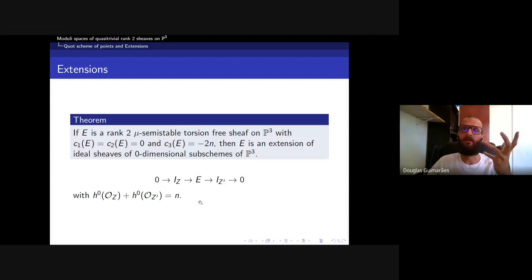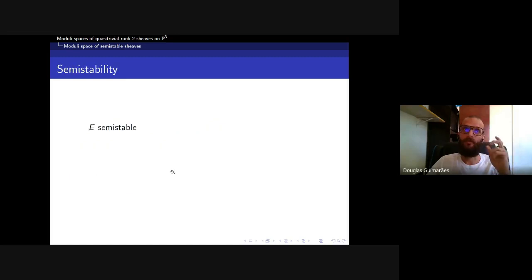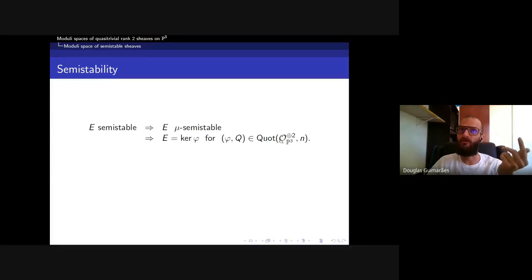So we have this viewpoint of kernels of points in the Quot-scheme, and now we have this other viewpoint as extensions of ideals. Using this, we are going to start studying our moduli space that I mentioned in the beginning. The first thing that we gain for free is by this chain of implications that I mentioned in the beginning. If we assume E to be semi-stable, then E is automatically mu-semistable. And with the right Chern classes, C1 and C2 equal to 0 and C3 equal to minus 2n, this implies that E must be the kernel of some point in the Quot-scheme.